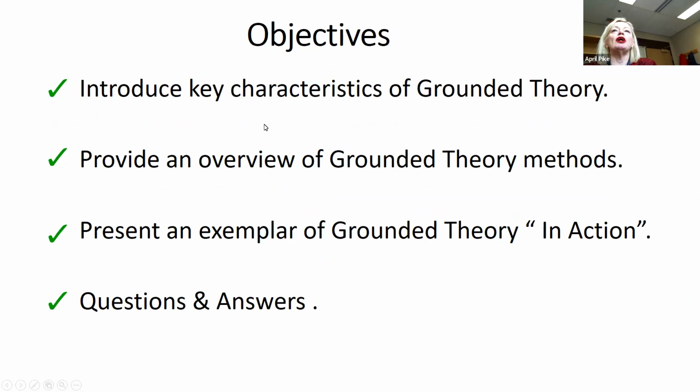Today we're going to talk about the key characteristics of grounded theory, and some of the methods that people use. I'm going to talk about the classic methods that you will find traditionally in all grounded theory approaches. I'm going to present an example of grounded theory in action to help bring the concepts to light, and then open it up for questions and answers.